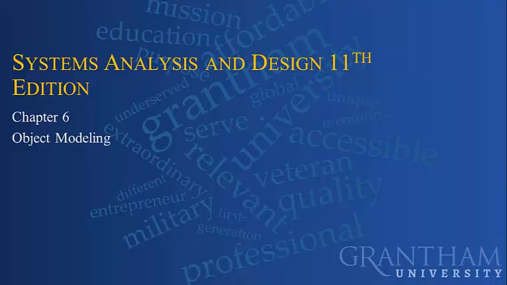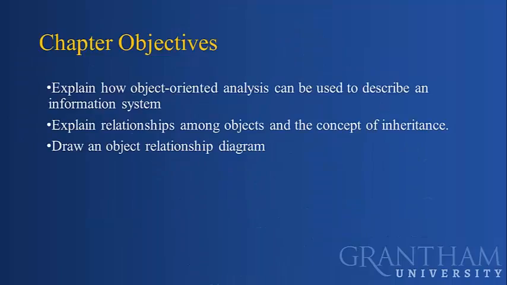Chapter 6, Object Modeling. This chapter discusses object modeling techniques that analysts use to create a logical model. Chapter Objectives. Explain how object-oriented analysis can be used to describe an information system. Explain relationships among objects and the concept of inheritance. Draw an object relationship diagram.